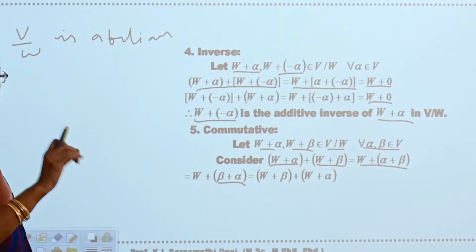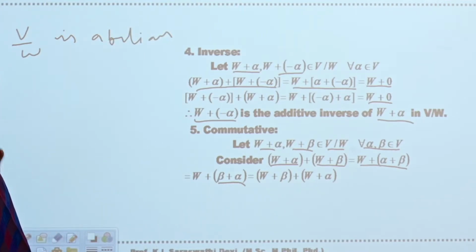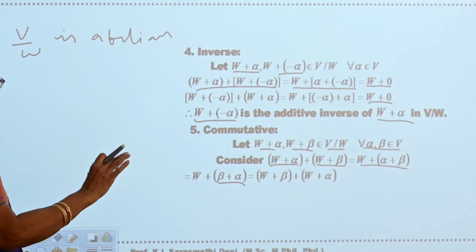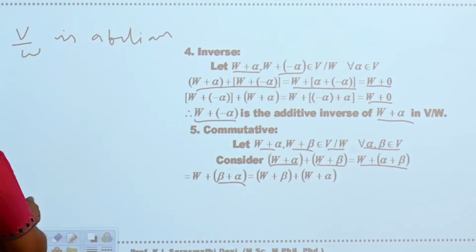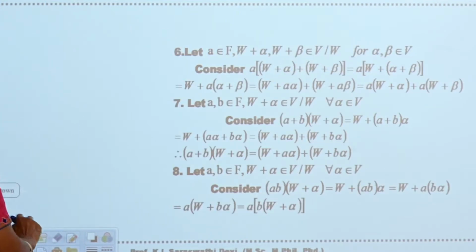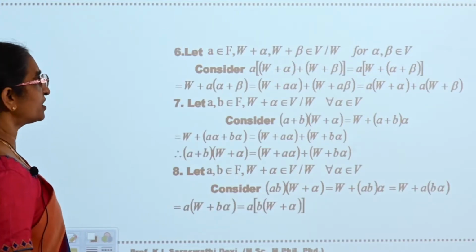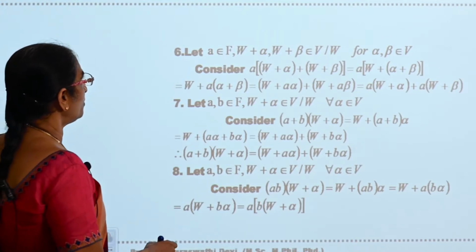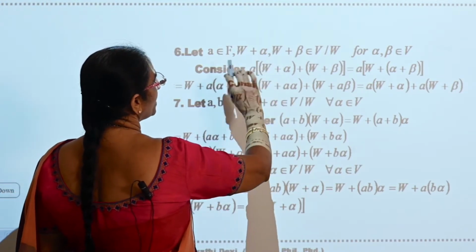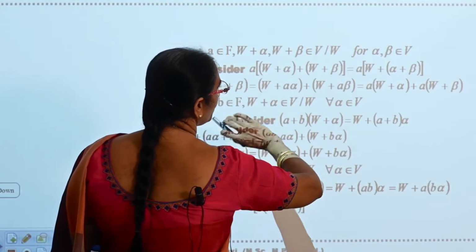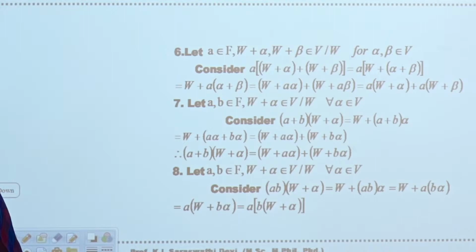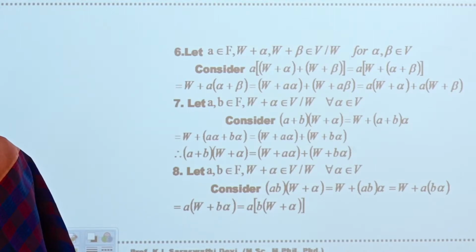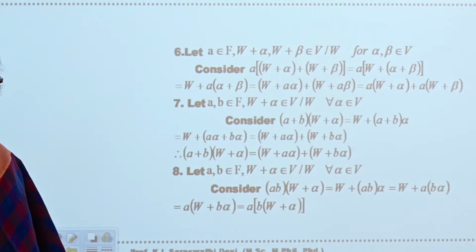That is, the first set of properties required to be a vector space is satisfied by V by W. Now, second will be what? That is closure under scalar multiplication. It is already proved. Now, see here. Next one. A belongs to F. W plus alpha, W plus beta belong to V by W, for alpha, beta belonging to V. That means you are going to verify whether the distributive laws are satisfied or not. That is the third set of properties you are going to verify.